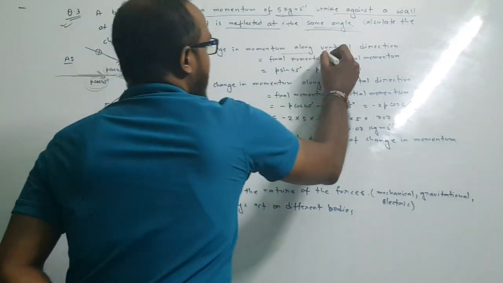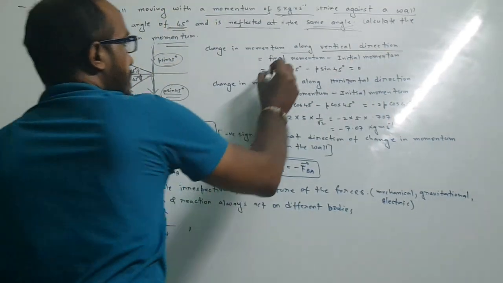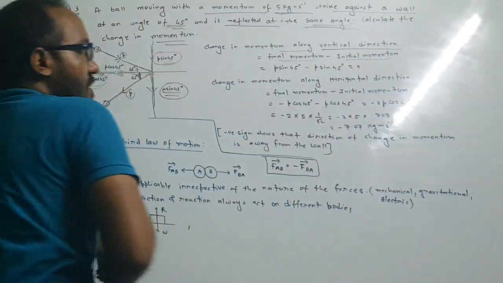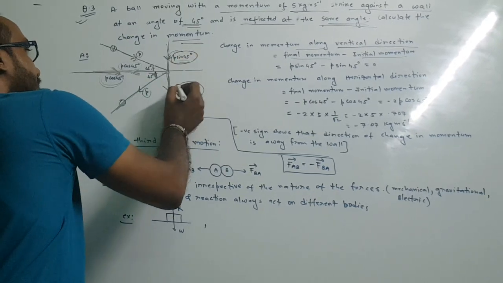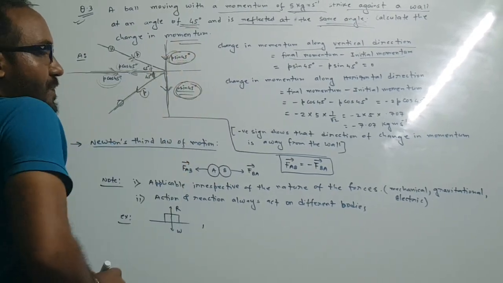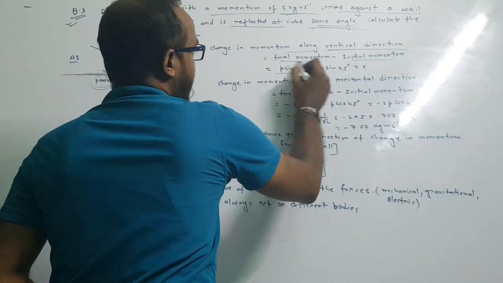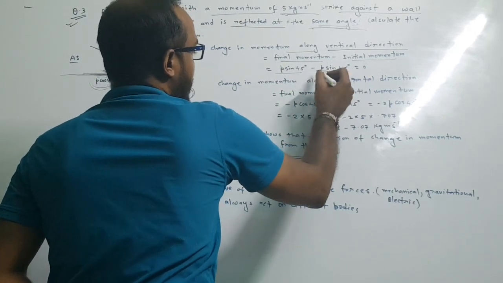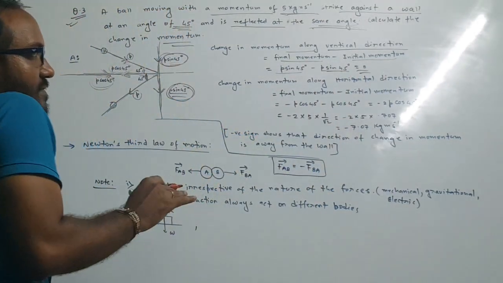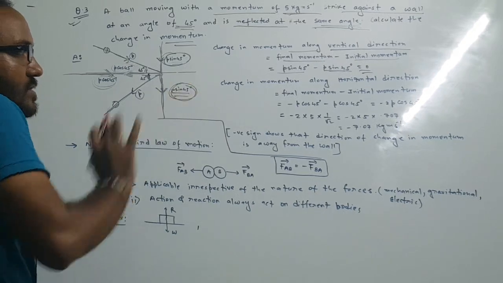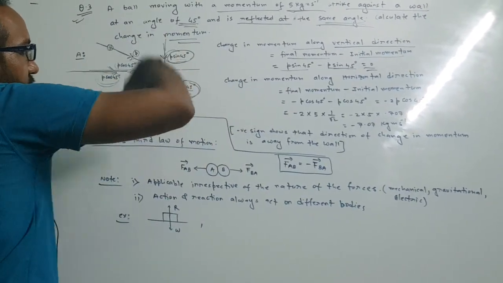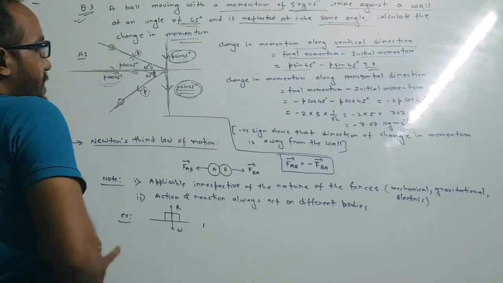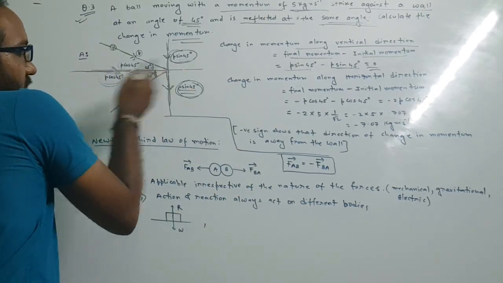So change in momentum along the vertical direction is final momentum minus initial momentum. See here that both P sin 45 directions are the same. So P sin 45 minus P sin 45 is 0. That means in the vertical direction there is no change in momentum. So let us calculate in the horizontal direction.